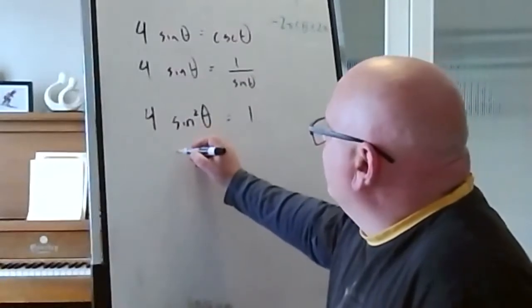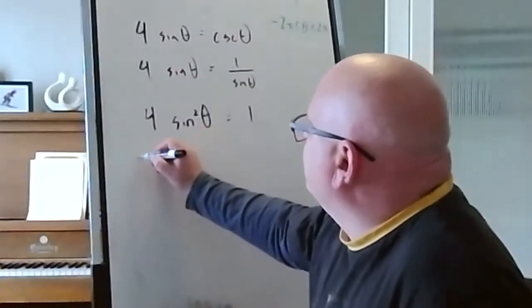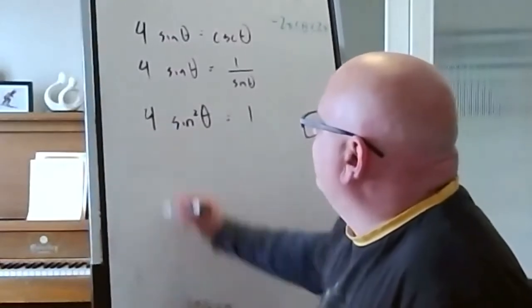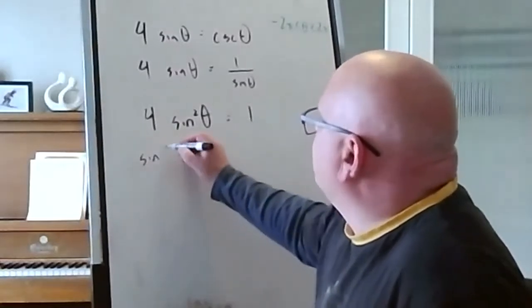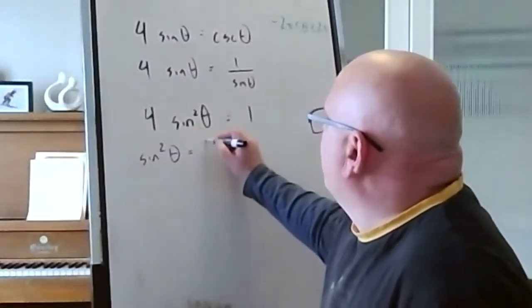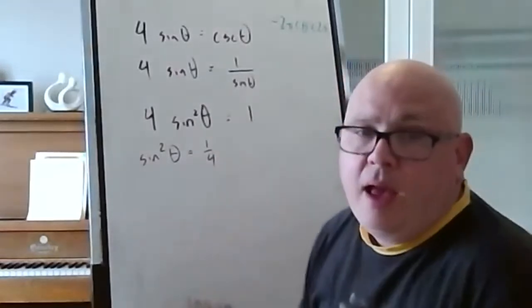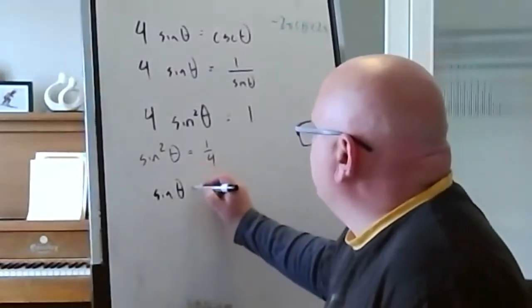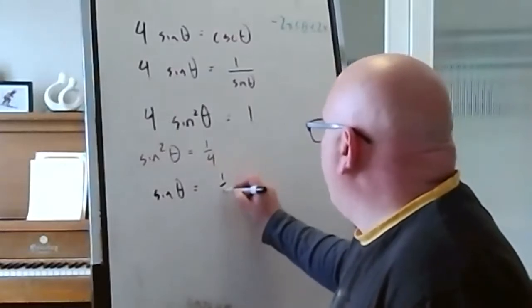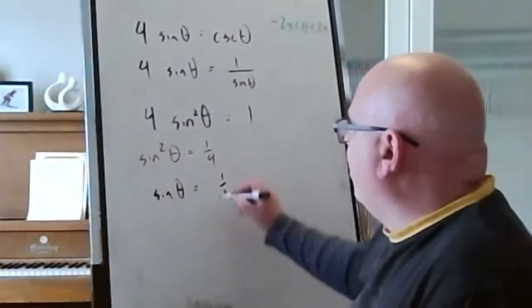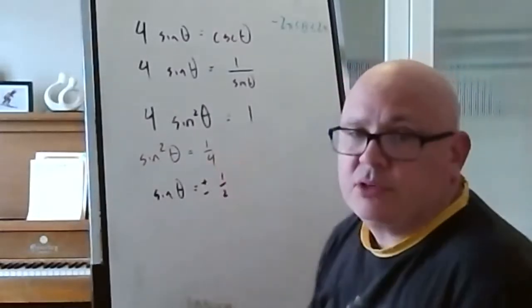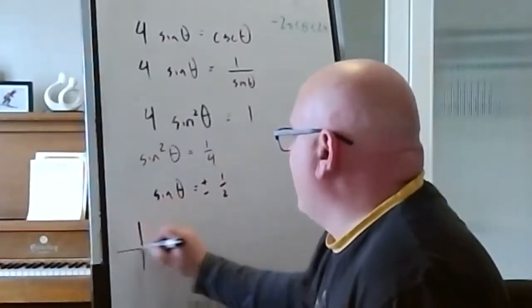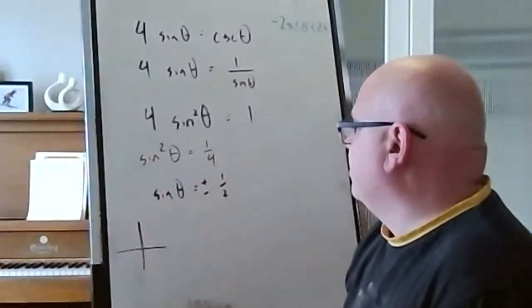Our next step is, well, we can do this one of 2 ways. We can divide both sides by 4 and then square root both sides. This will just be sine theta. This will be 1/2 when we square root 1 over 4, but remember, it's got to be plus or minus. So sine is equal to plus or minus 1/2.